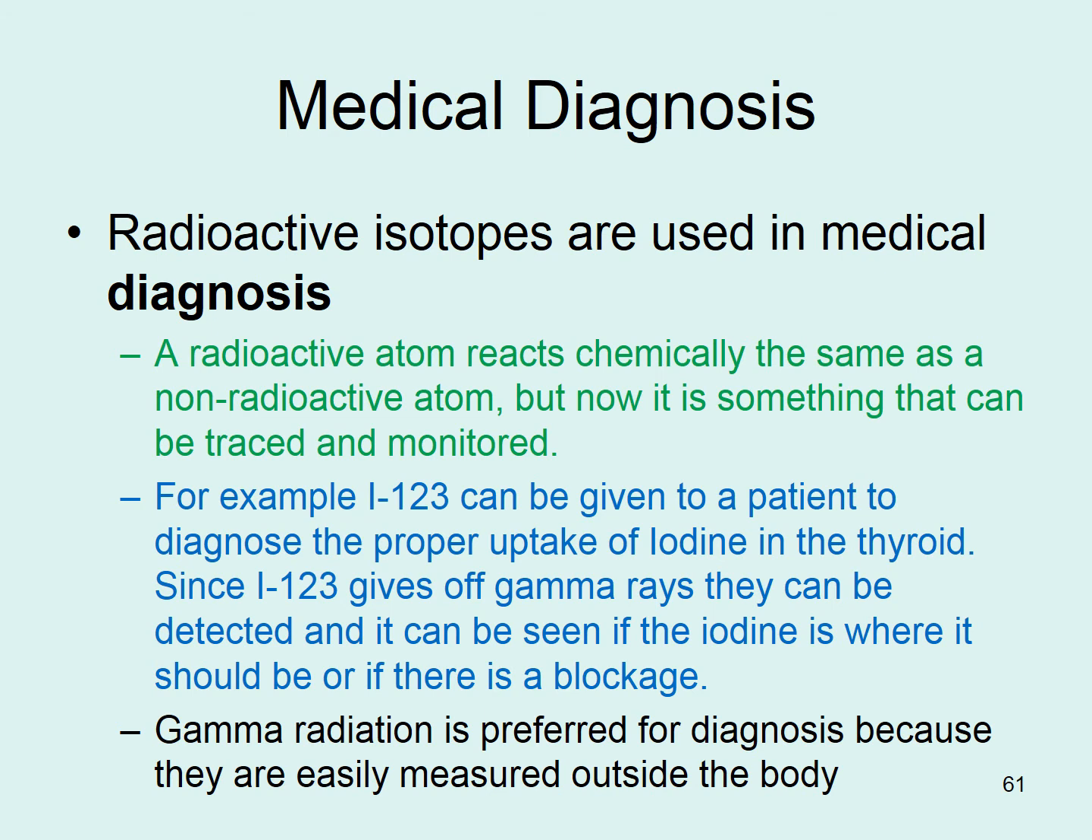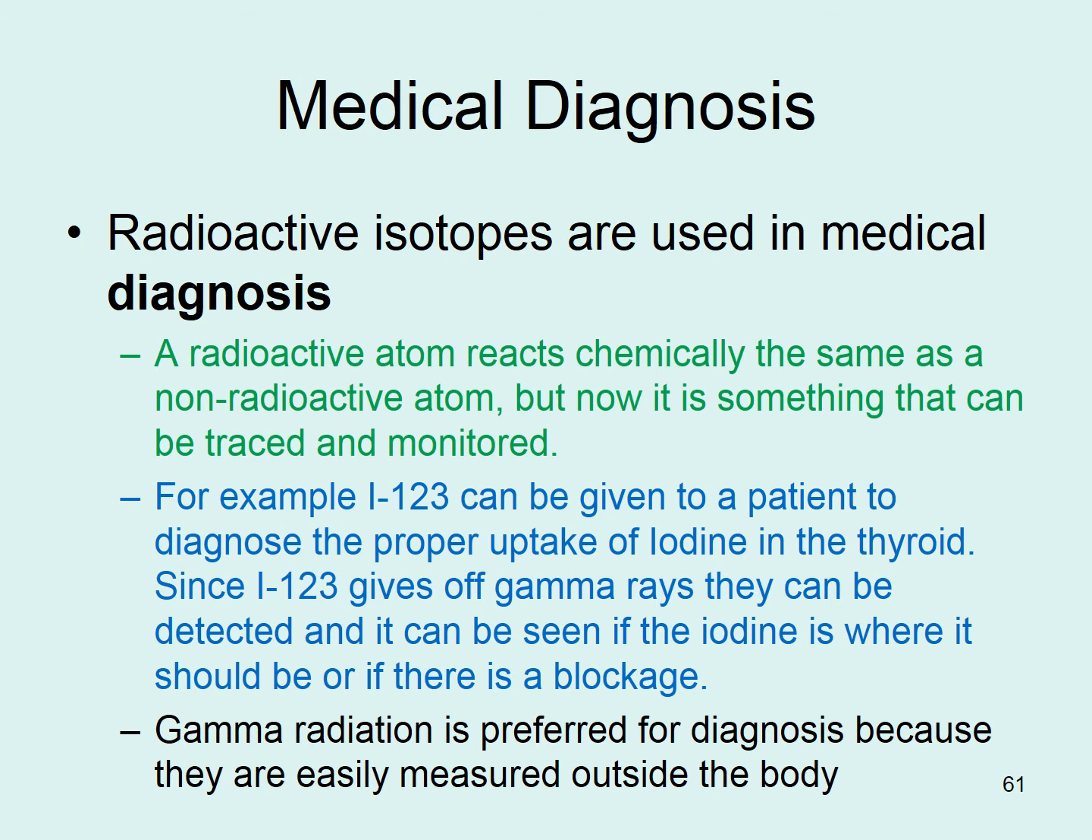All right, now we know that radioisotopes are used often in the medical field, and they can be used two ways. First, as medical diagnosis. For example, if you have a radioactive atom, it's going to react chemically the same way in the body as a non-radioactive atom, but you can trace it. For example, iodine-123 is given to a patient, and iodine's often used in the thyroid. It's the one place that iodine is used in your body, and so if you're given radioactive iodine, it can be detected.